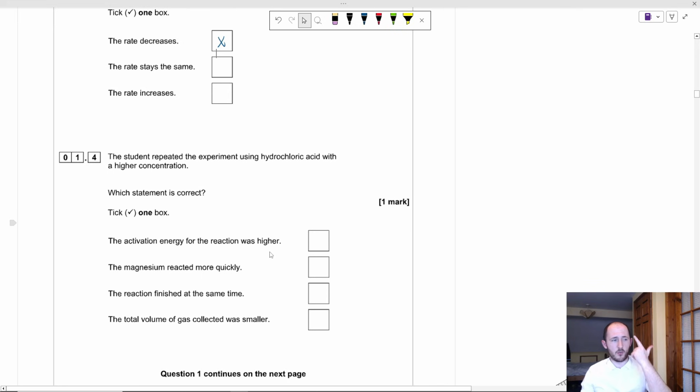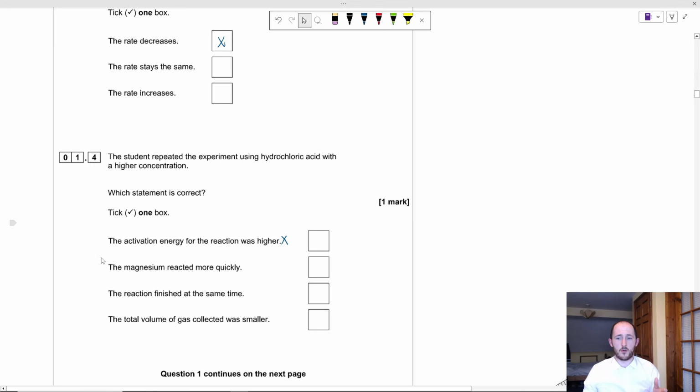The magnesium reacts more quickly. The reaction finishes at the same time. The total volume of gas collected was smaller. So all we need to do is think of this individually, okay? So the activation energy, well, the activation energy can only be changed when there's a catalyst involved. That's the only thing that changes activation energy as far as you're concerned. So it's definitely not this one. And it definitely wouldn't be higher.